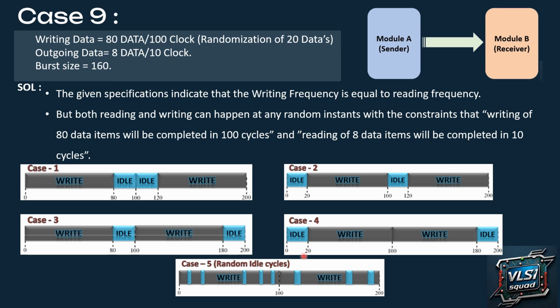So it may remain idle for the first 20 cycles and keep on writing till 100, and then immediately start writing at 100, and then till 180 keep on writing. That means these 160 data items are sent in one go. So this will be the worst case scenario. In between there is no time for the reader to catch up or read any data. So we are taking this as our worst case scenario, and let's solve the case.